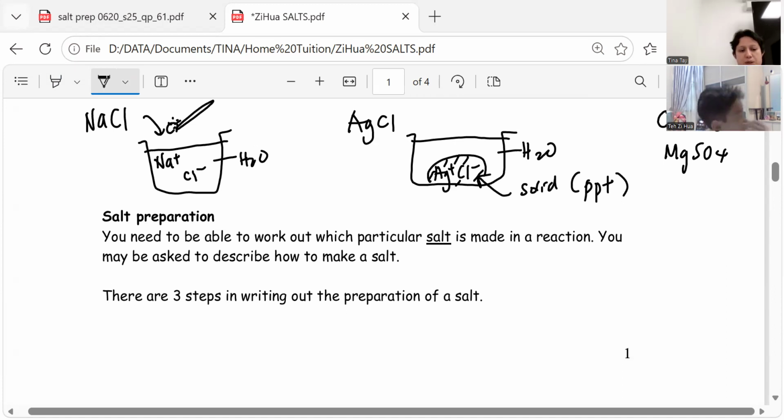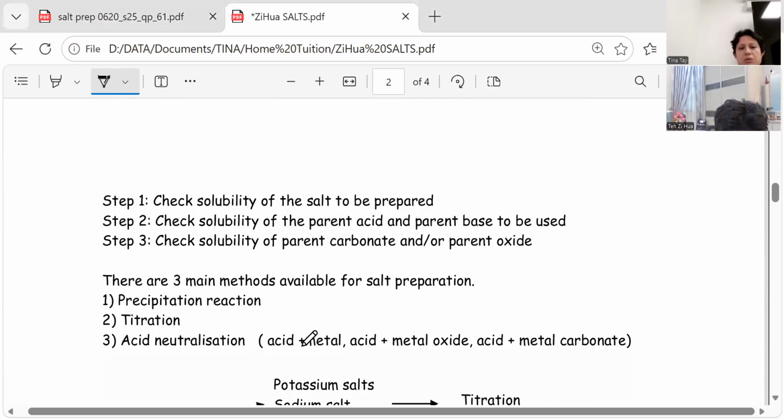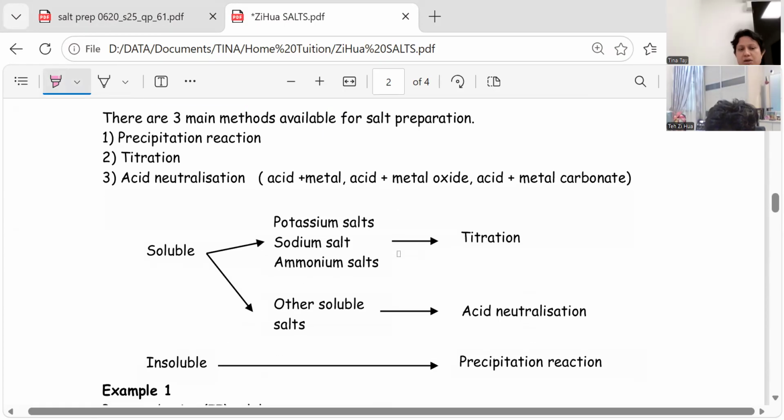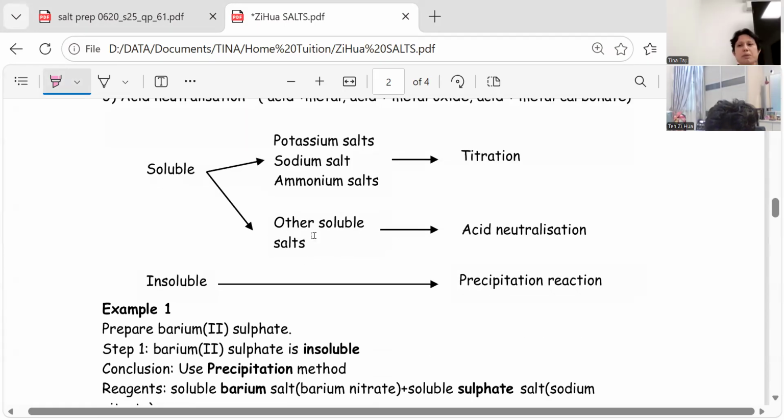Because of the preparation, trying to make the salt. All right. So when you want to prepare a salt, first you have to check the solubility, and then if it's soluble, you check what kind of acid it has. Okay, so there are three methods to prepare a salt.